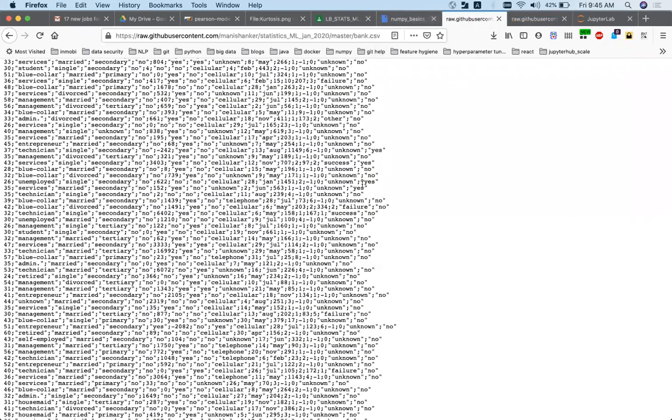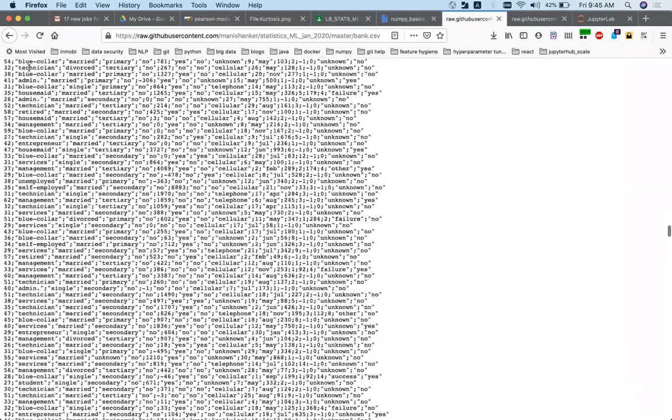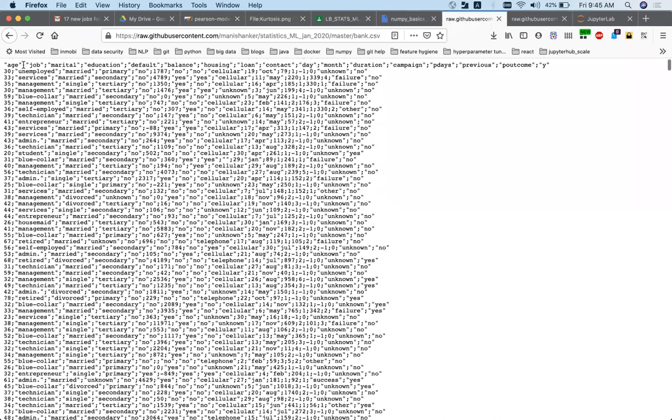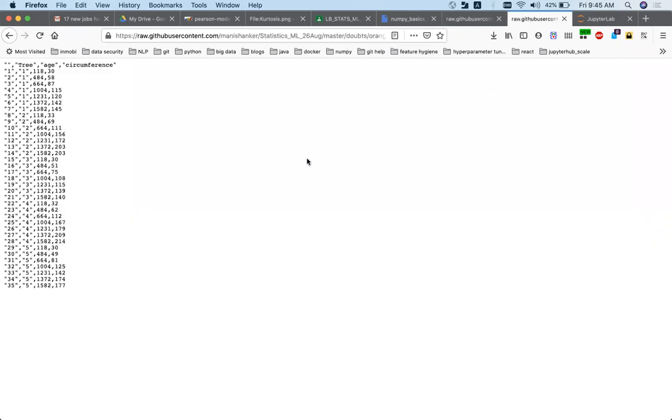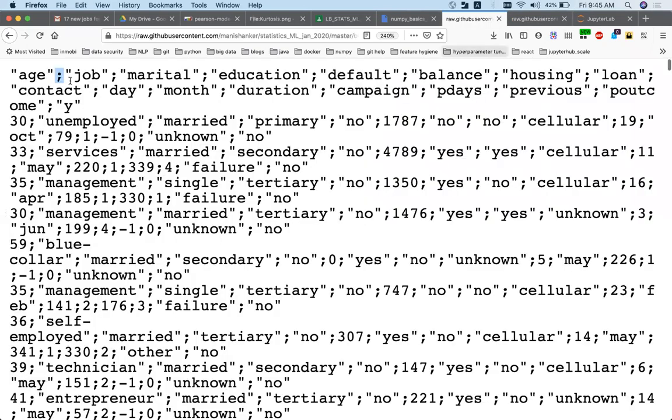This is how it is, guys. If you notice here, as he has mentioned already, the separator is basically semicolon. I hope you guys can see this. The separator here is comma, right? In the bank.csv, it is not comma, it is semicolon. Now, can you try now?